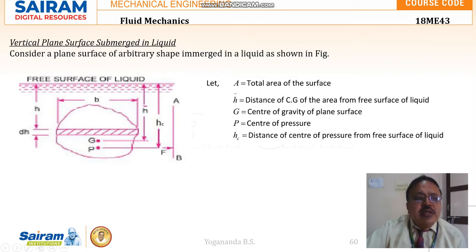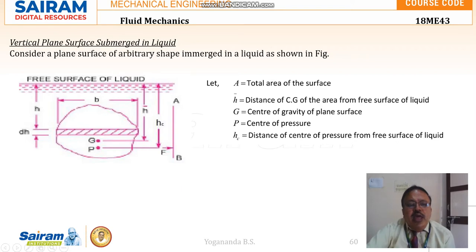Now we consider the vertical plane surface submerged inside the liquid. The plane that is submerged inside the liquid is perpendicular to the free surface of the liquid. Capital A is the total area of the surface. H bar is the distance of the CG, the center of gravity, from the free surface of the liquid. Now G and P are two different points. P is the center of pressure, and its distance from the free surface is Hc.